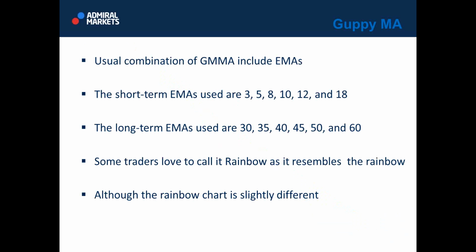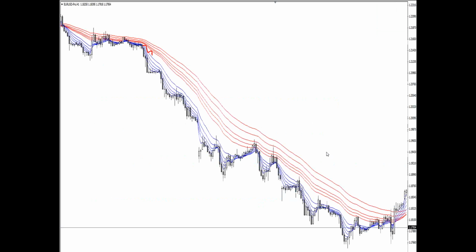The short-term EMAs used are 3, 5, 8, 10, 12, and 18. So those are the short-term EMAs: 3, 5, 8, 10, 12, 18. Then we have long-term EMAs: 30, 35, 40, 45, 50, and 60, okay? So these are the usual numbers we have. Now pay attention to what I'm saying, usual numbers. Those numbers can be changed, but usually these are the numbers which we use for Guppy trading. Some traders also love to call it rainbow because this looks like some sort of rainbow.